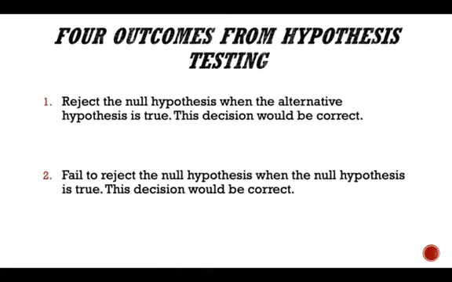There's 4 possible outcomes from hypothesis testing. Let's go through what all 4 are. 2 of them we made the correct decision, and 2 of them we did not. Option 1. We rejected the null hypothesis when the alternative hypothesis was true. So the alternative was true, and we correctly rejected the null hypothesis. This is the correct decision.